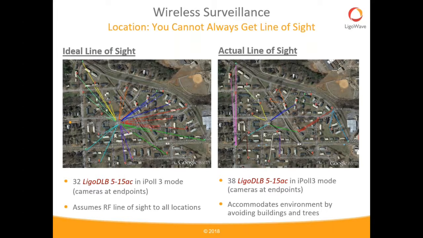So you want to minimize the latency as much as possible, especially for higher resolution cameras. So you want to try to minimize the number of hops that you need to take. Most applications, you can generally figure out a way of doing it in 3 or less. And in this case here, you can see that the red dots on the map are showing where the cameras are located.